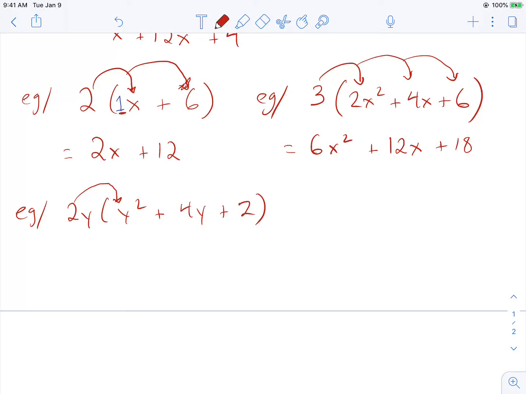So the 2 is going to multiply with the number. Remember, there's an imaginary 1 there. So we're going to end up with 2 times 1, which is 2. And then the y's are going to multiply together. Y times y squared ends up being y cubed, because we just added another y.